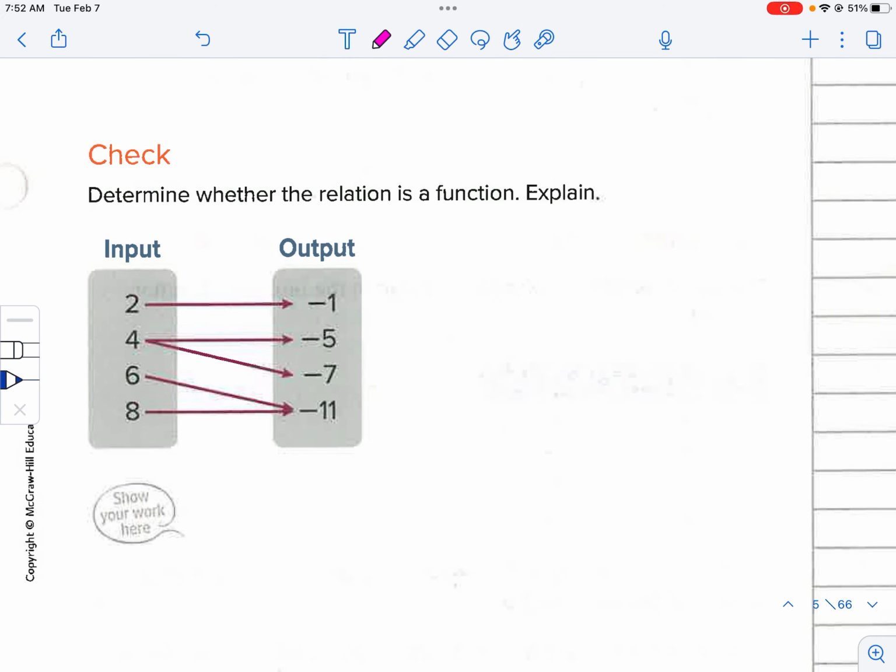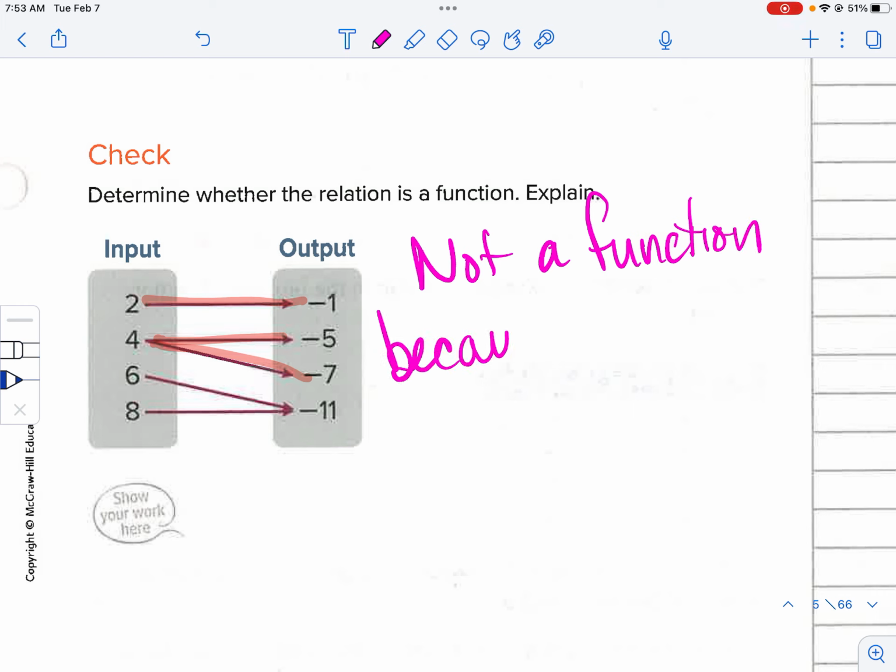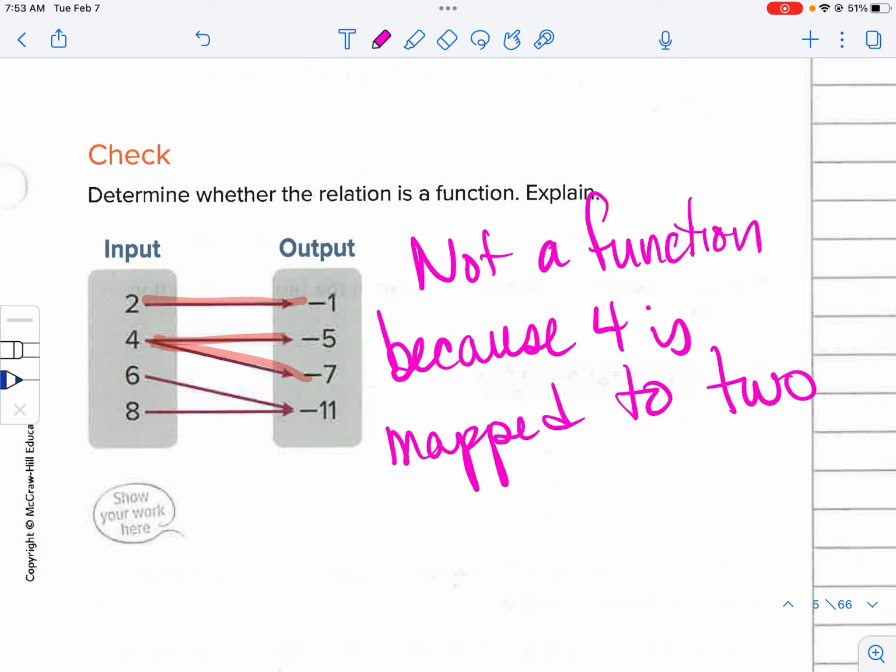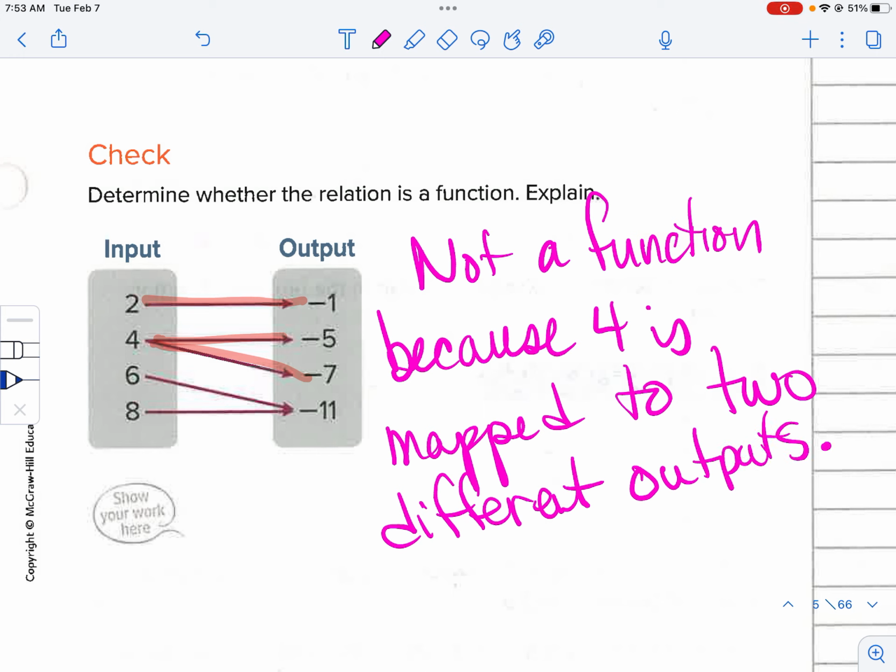Okay, let's look at this one. 2 goes straight here. 4 goes to 2 different things. So again, this is not a function. Because 4 is mapped to 2 different outputs. Oops, I didn't want to put that. I want to put -5 and -7.